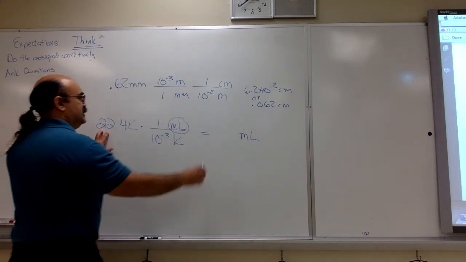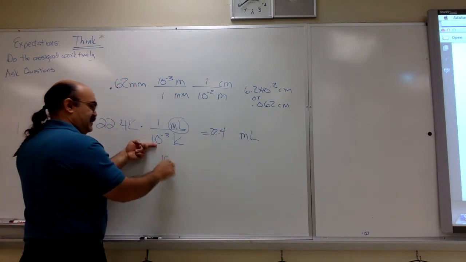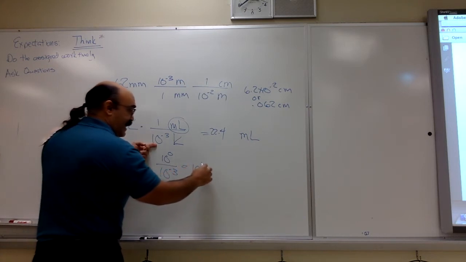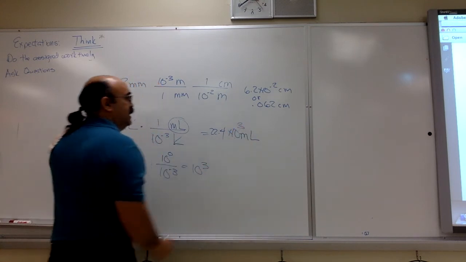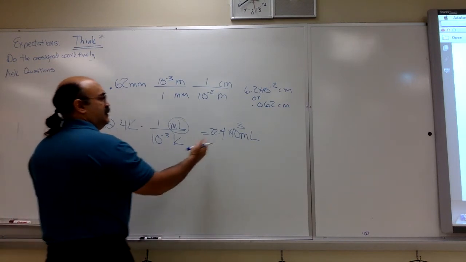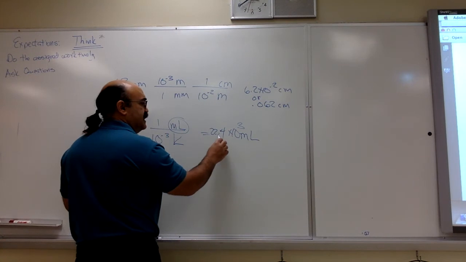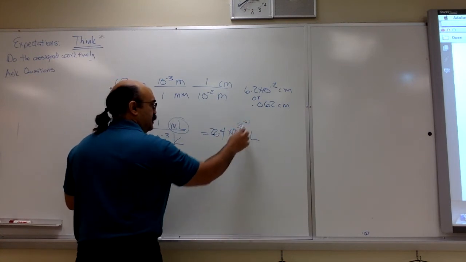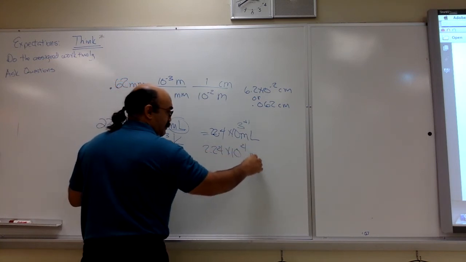My coefficient is simply 22.4. I've got 10 to the 0 divided by 10 to the negative third should give me a 10 to the positive 3. So this would be times 10 to the positive 3. Useful notation, not correct notation. So then I have to choose. Am I going to leave it in scientific notation or not? If I'm leaving it in scientific notation, I'm going to move this over and add 1. So this becomes 2.24 times 10 to the 4 milliliters.